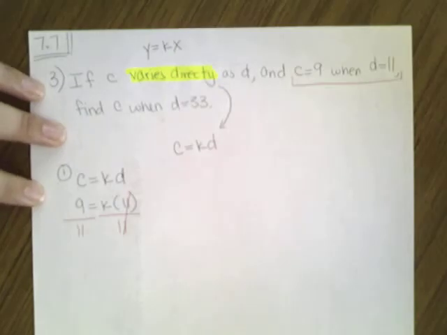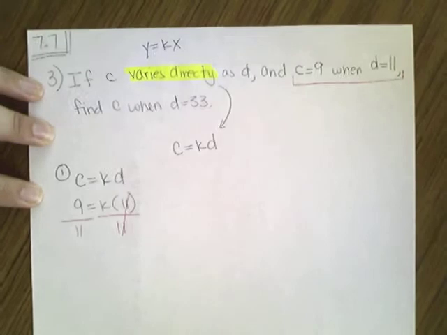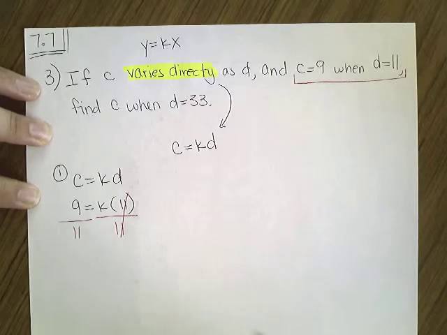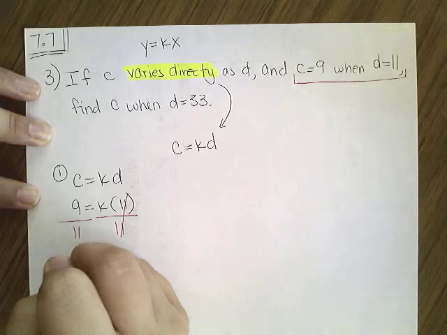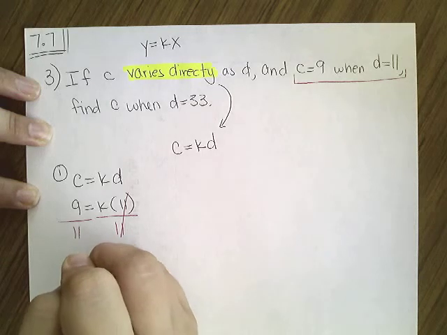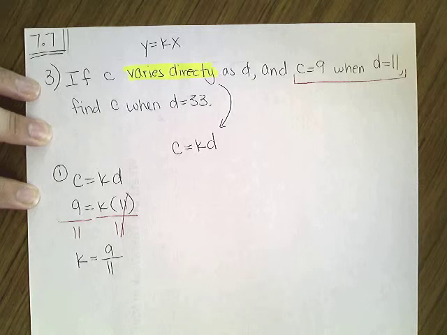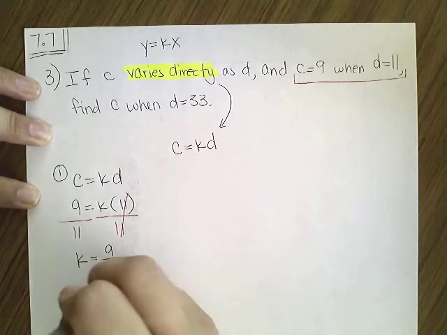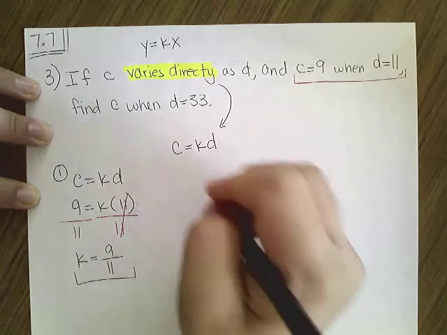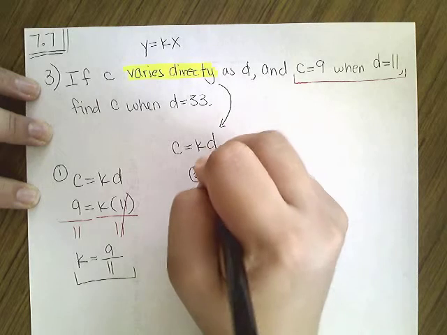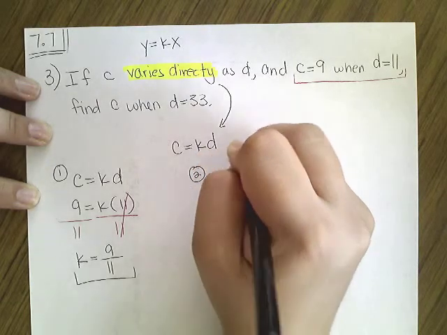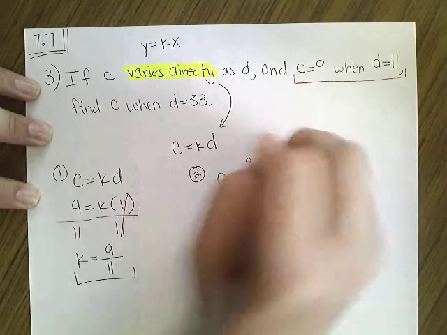In order to get our answer as exact as possible, we want to leave it as a simplified improper fraction, so that way we can work with it. So I'm going to leave it as k equals 9 over 11. That gives us the equation that we can use for part 2. C equals 9 over 11 d.